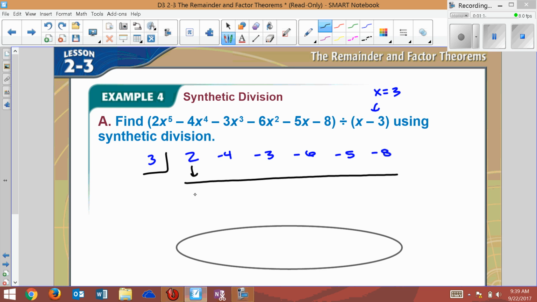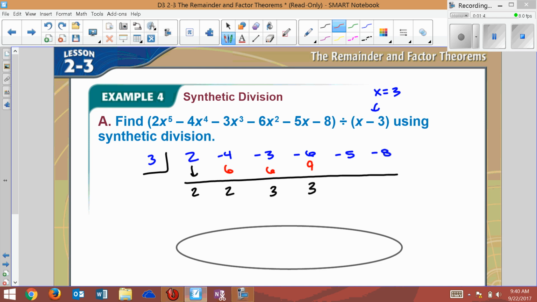The first term always comes down. That's a 2. You multiply those two. So 2 times 3 is 6. So you put that there. Then these combine together. When we combine them, we get a value of +2. Again, you multiply, and we'll have 6 again. Combine. This time, when we combine, we get 3. Multiply. We get a product of 9. Then we combine these, we get a sum of 3 again.